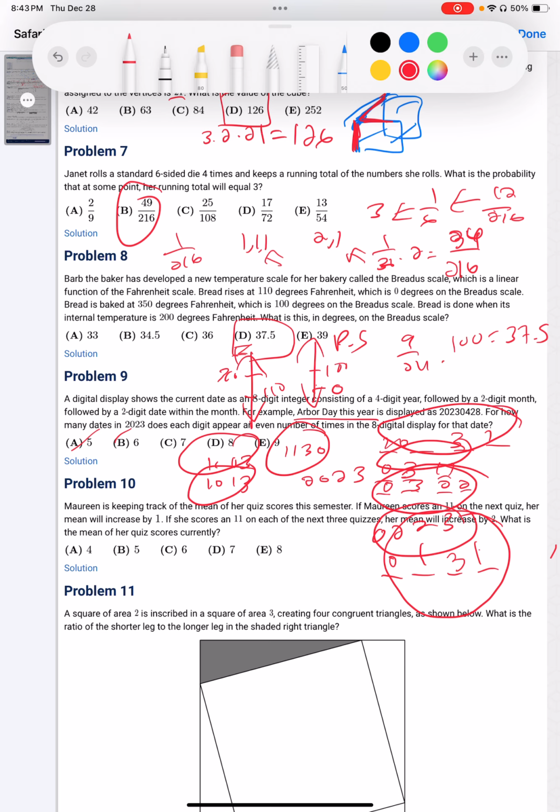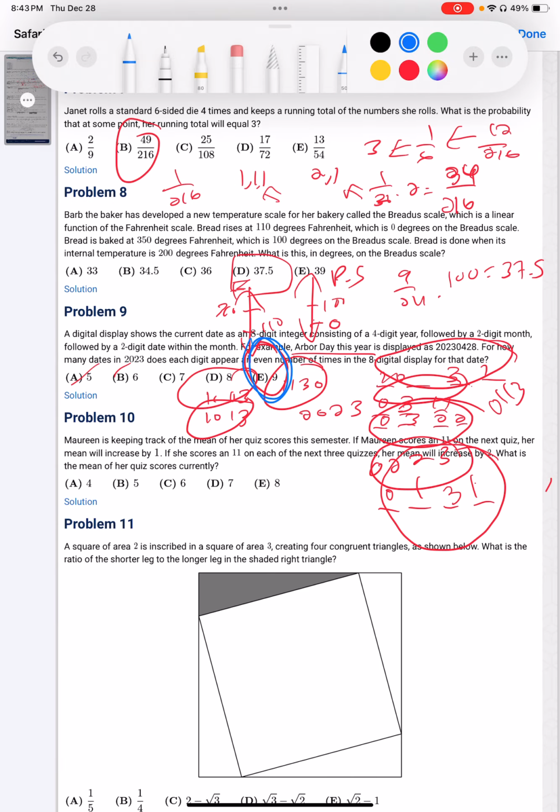Maybe it's 3 at the end, so like 1. 0, 1, 1, 3 also works. So we have 9 numbers. It's done. 9 numbers. So Marine scores 11, so we have like the median, so we can call this A.